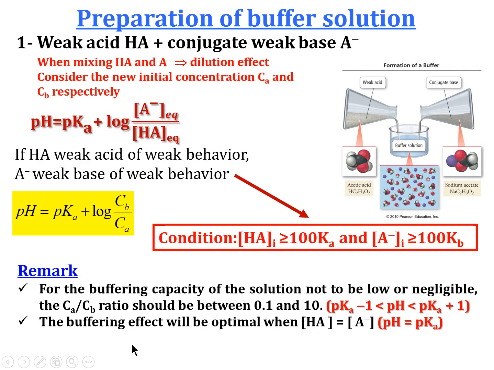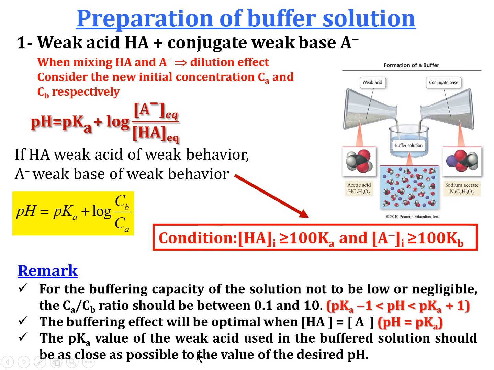The best buffer effect is when the concentration of HA in the solution is practically equal to the concentration of A- in the solution. So A- equals HA, and in this case the pH equals the pKa. So the best buffer solution prepared from a couple HA/A- is that which has a pH equal to the pKa of the couple.